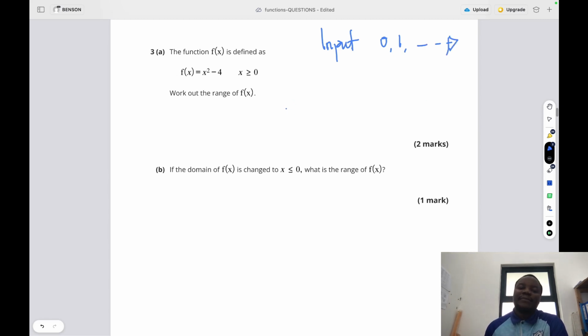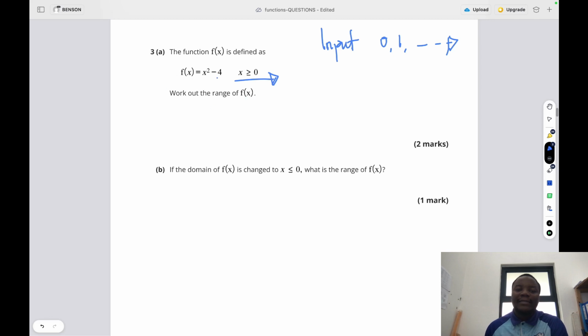Now, to find the range, we are simply asking what would be the minimum value that this function can attain, given that we start with x equals 0. If you are given a domain, it's much easier to find the range than when the domain is open. So work out the range.